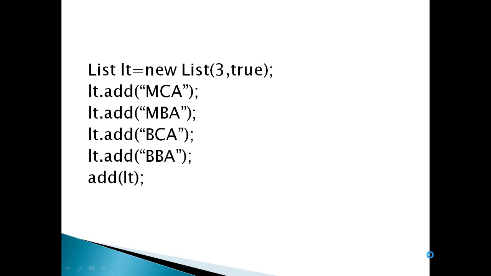Next we need to add the items to the list, and that is done using this syntax: object dot add method. lt.add("mca"), lt.add("mba"), lt.add("bca"), lt.add("bba"). Lastly, this list we need to add to our window, and that is done by using add(lt). This way you can use the list in your programs.